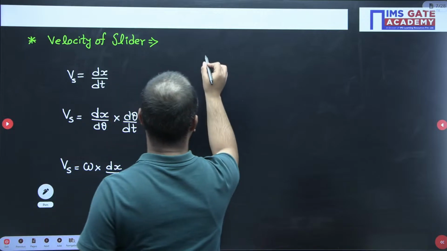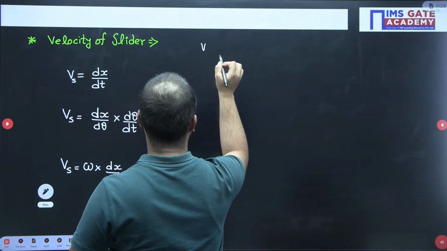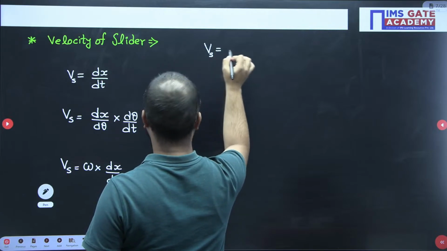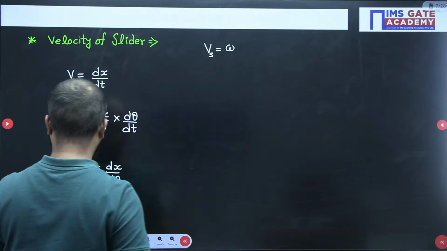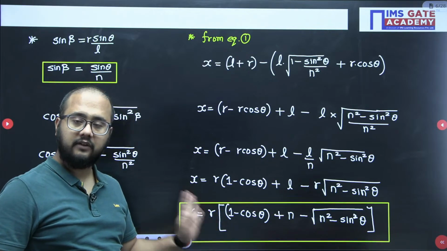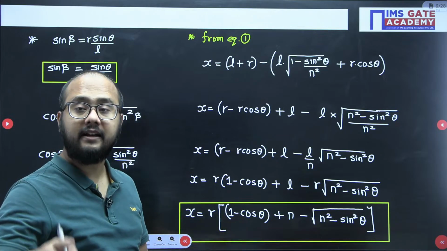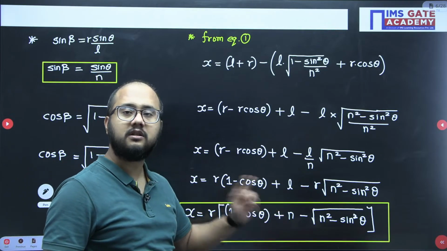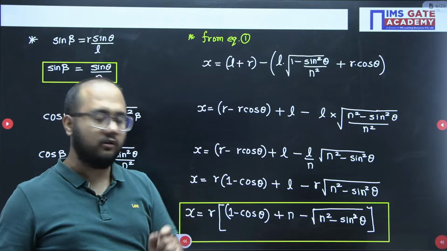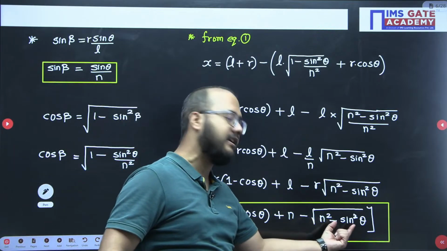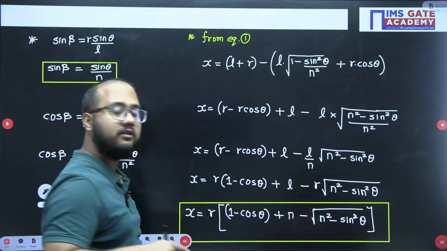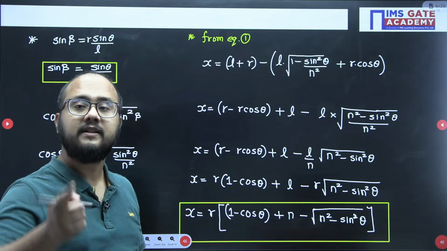Okay, so let's do the differentiation part here. Omega is already outside, and we need to differentiate. Please understand, r is constant, it will come outside. Differentiation of cos theta is minus sin theta, so plus sin theta will be there, and differentiation of the constant is 0. Now the differentiation of the square root: 1 upon 2 into the square root of the same function, times the differentiation of the function inside the square root. n square is constant, so 0. Differentiation of sin square theta is 2 sin theta cos theta, which is sin 2 theta.